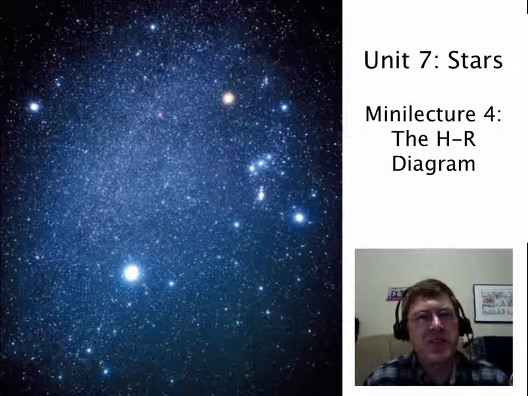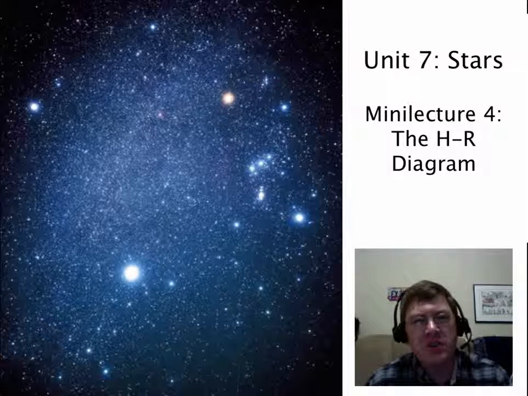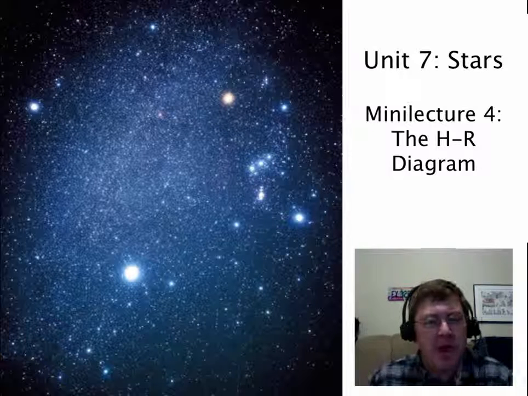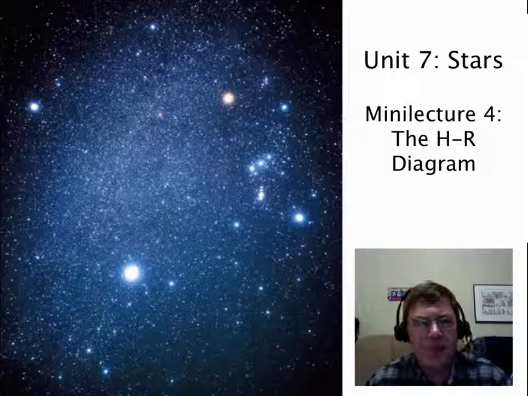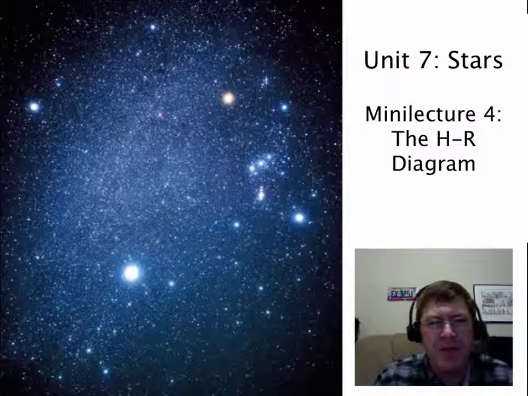In this mini lecture, we're going to talk about something called the Hertzsprung-Russell diagram, or HR diagram for short. And one of the things that we can learn from that diagram is the radii of stars, how big they are. This material is covered here and there between sections 17.3 and 17.5 in your text.